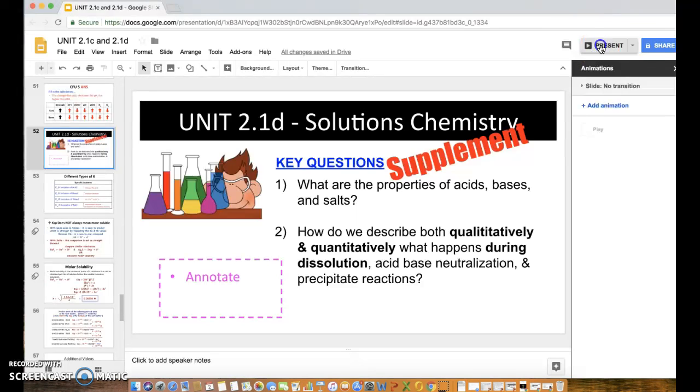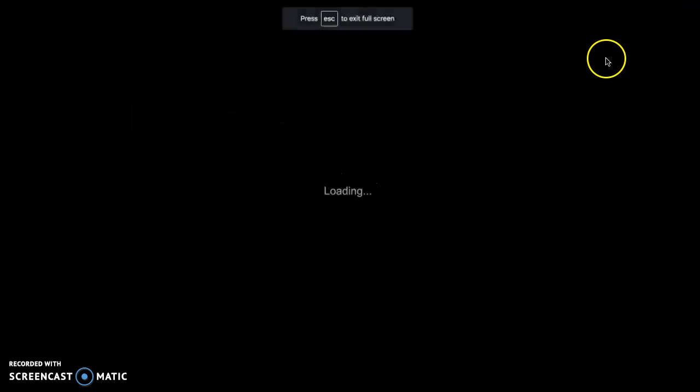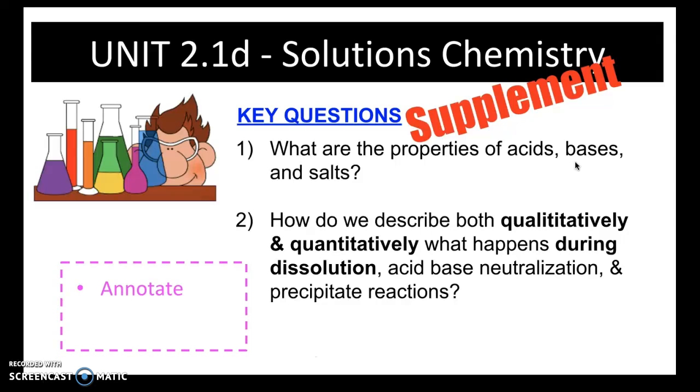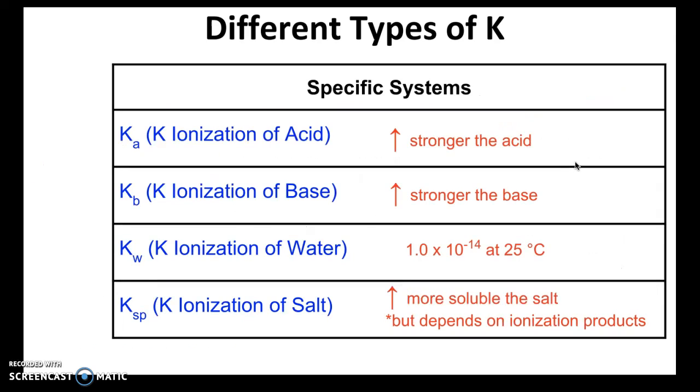Okay, so what we're going to do now is 2.1D, the supplemental video. In this video, we're focusing on the first half of key question 2. What you saw in part 1 of 2.1D are the different types of Ks.